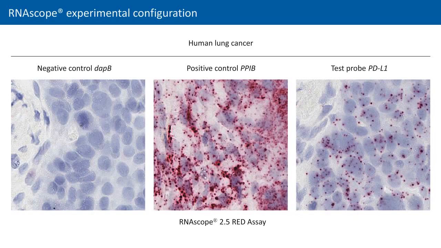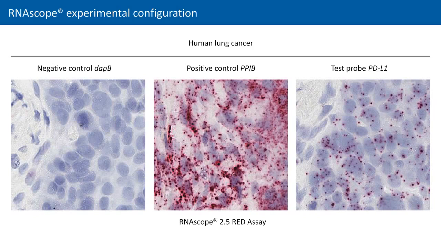Here you can see 3 serial sections from a human lung cancer sample on which we performed the manual red chromogenic assay. On the left is a section probed for our negative control probe DapB, which is a bacterial gene that is not expressed in animal tissues. As observed in this sample, there should be no signal for this probe. In the middle panel is a serial section from the same sample stained with our positive control probe for the housekeeping gene PPIB. As observed here, you want to see fairly uniform target detection with the positive control probe, indicating good RNA quality.